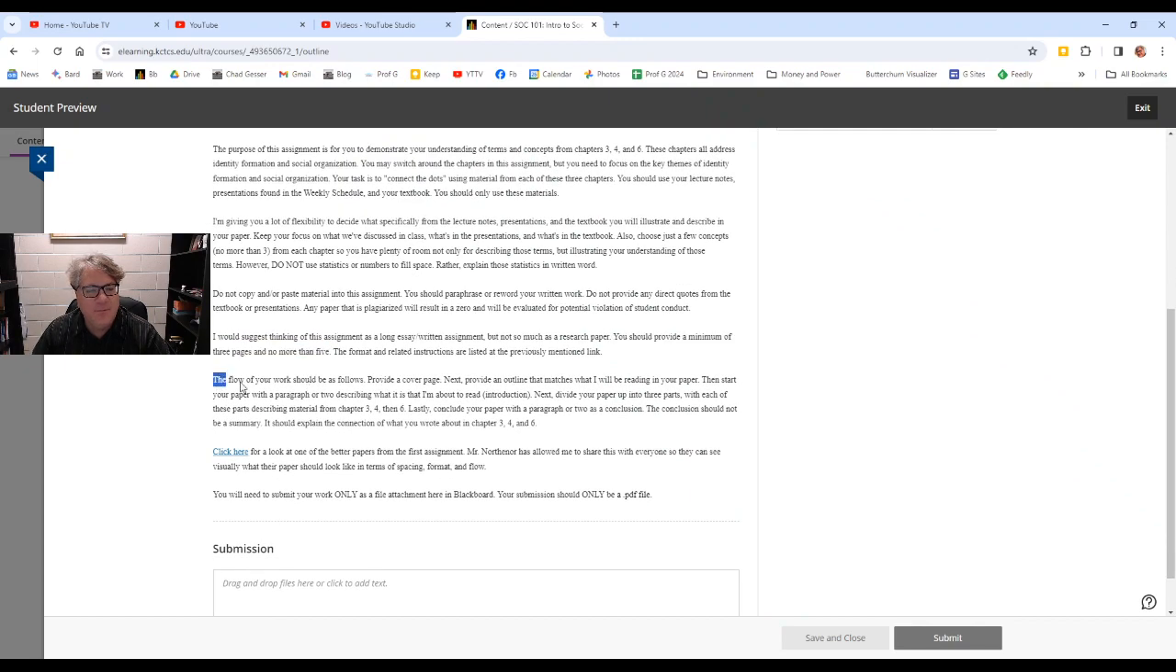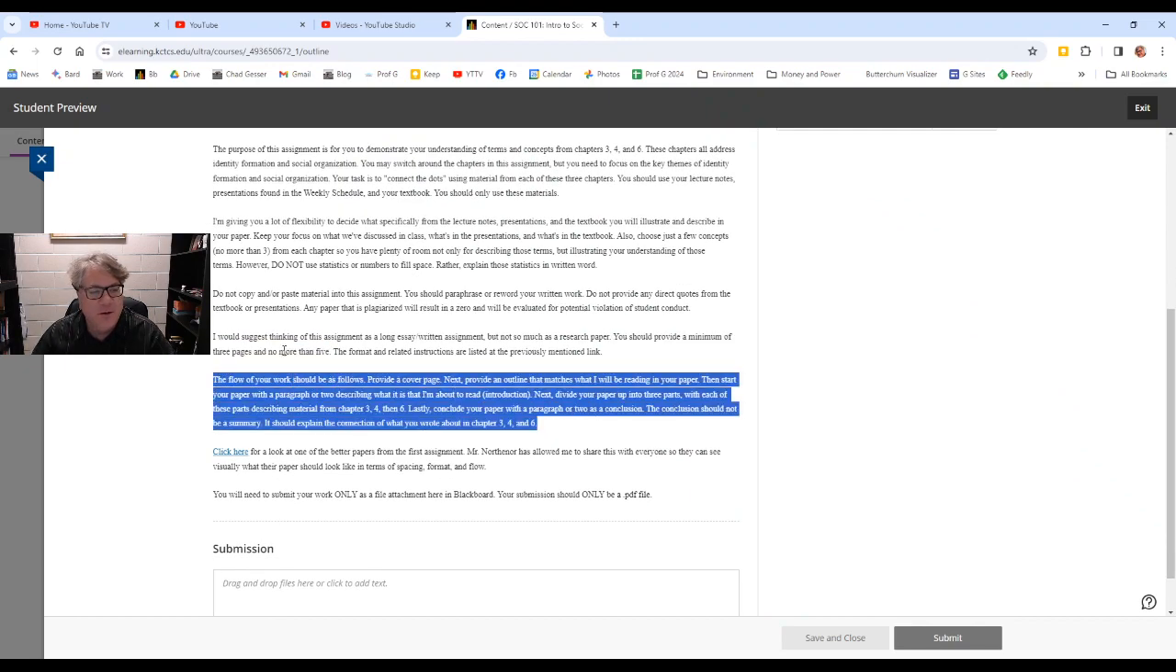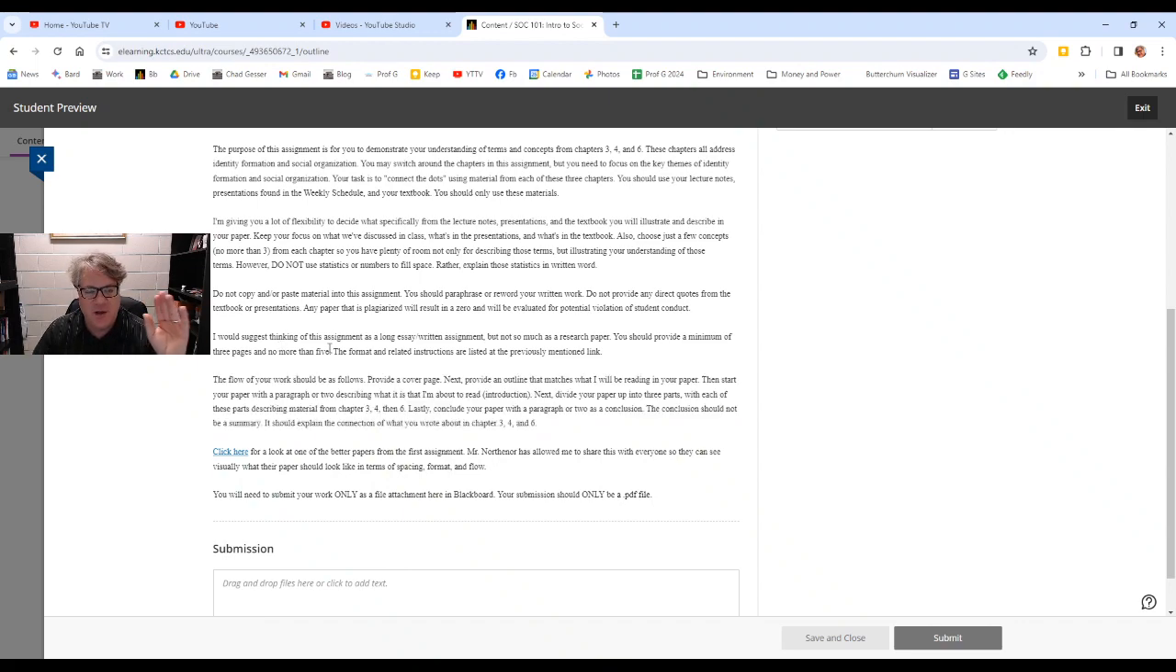All right, now then, let's talk about this right here. The flow of your work should be as follows. Provide a cover page. Next, provide an outline that matches what I will be reading in your paper. Then start your paper with a paragraph or 2 describing what it is that I'm about to read, an introduction. Next, divide your paper up into 3 parts, with each of these parts describing material from Chapter 3, Chapter 4, then Chapter 6. Lastly, conclude your paper with a paragraph or 2 as a conclusion.